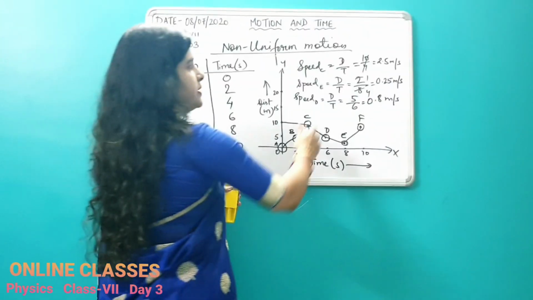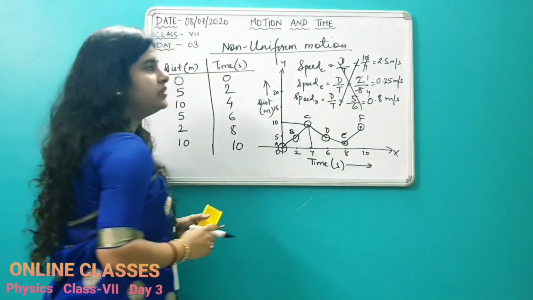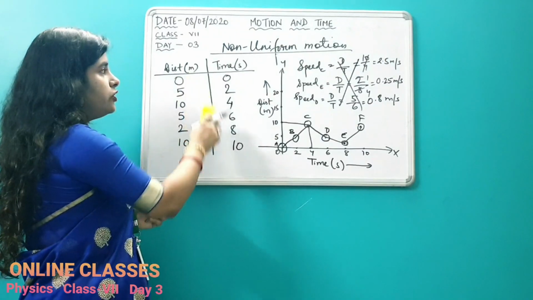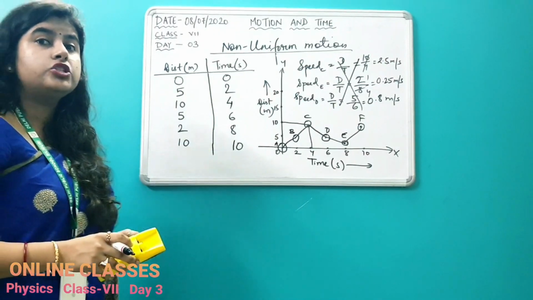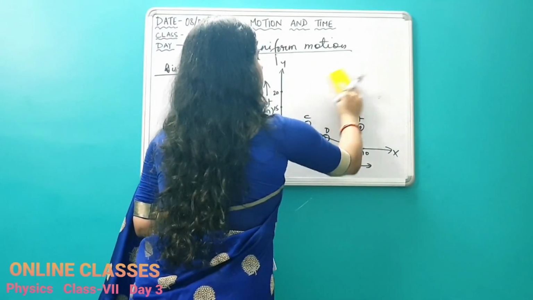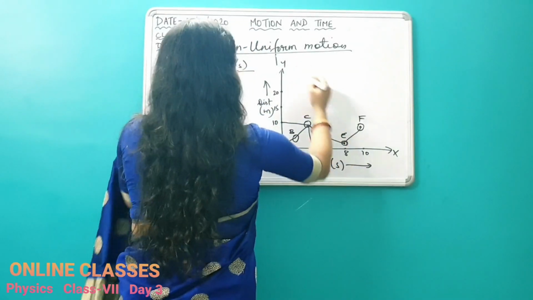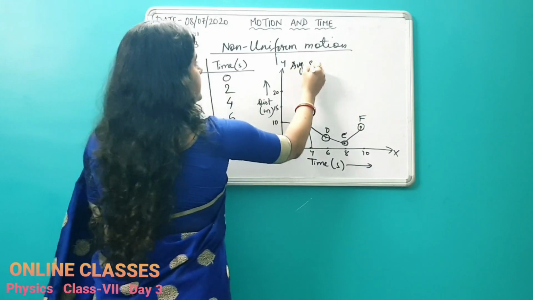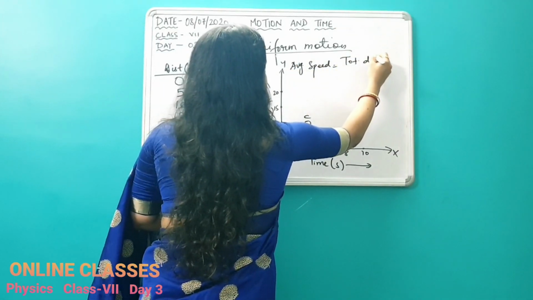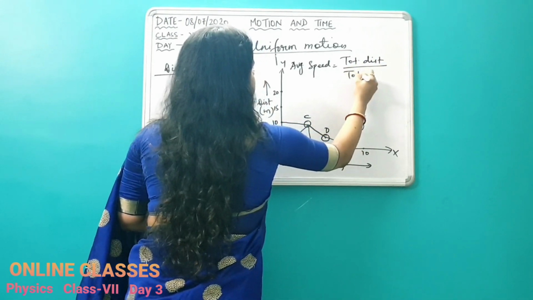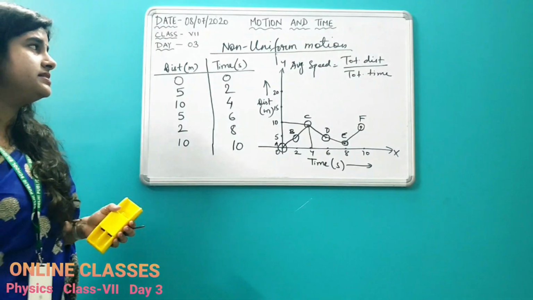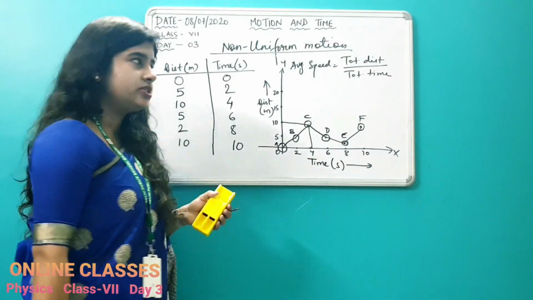What is average speed? So, no need of finding out this. No need of finding out speed in case of your non-uniform motion, because you will not be able to tell the exact speed. What are you going to do? You are going to calculate the average speed. So, average speed is equals to total distance by total time. Please note down this formula. Average speed is total distance by total time.